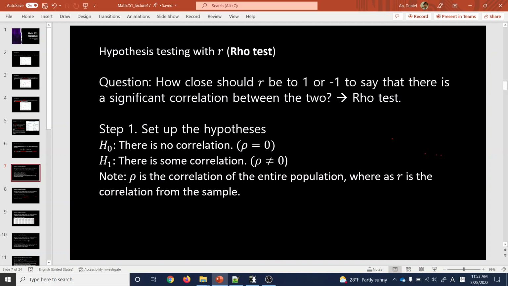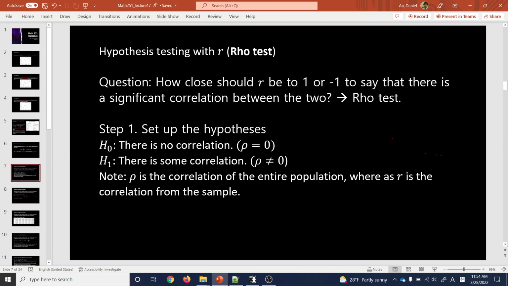And we are going to do the same 4-step test, just like how we did the other hypothesis testing. So step 1, you have to set up the hypothesis. And for the Rho test, the null hypothesis is always rho equals 0. Not only does it have an equal sign, it has to be 0. Rho equal to 0 means that there is no correlation between the two. And H1, the alternative hypothesis, would be that there is some correlation.